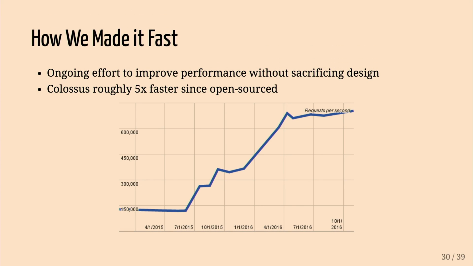So lastly, I'm going to talk a bit about how we made it fast. And like I said, one of the big focuses of Colossus has been performance. And I think in that regard, we've really excelled. It's been an ongoing effort to constantly improve performance without sacrificing design. And this graph that I'm showing you here is a rough gauge of how Colossus has performed in terms of benchmarks since we've open sourced it. When we open sourced it, we were already going under the pretense that it was a fairly high-performance framework for low-latency things. But over time, we've significantly improved that since then.